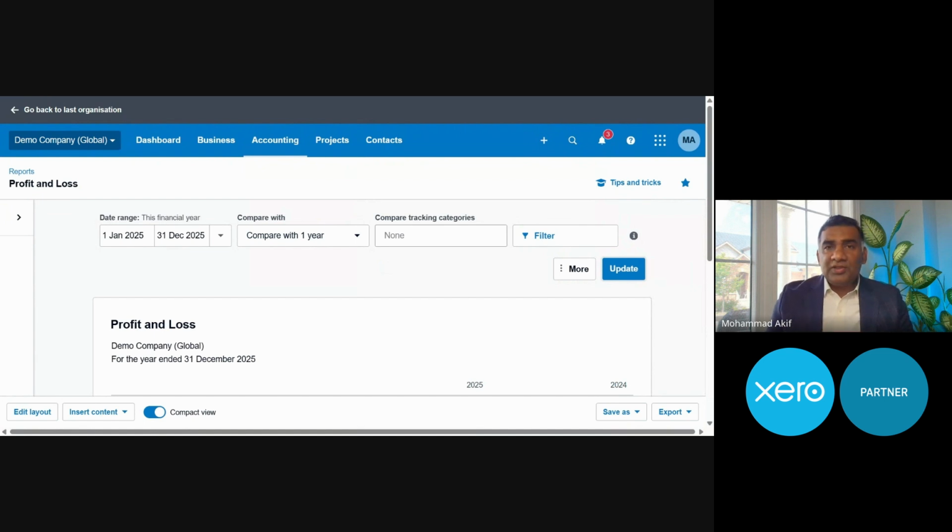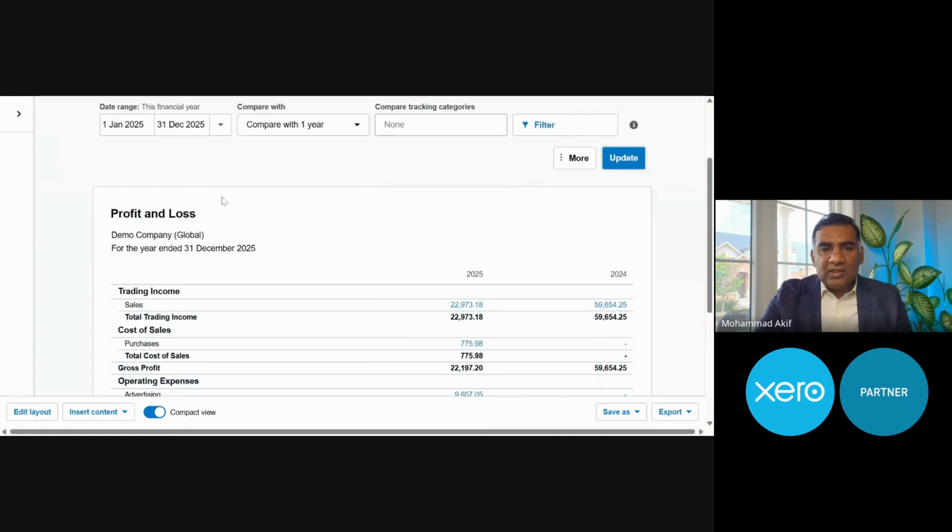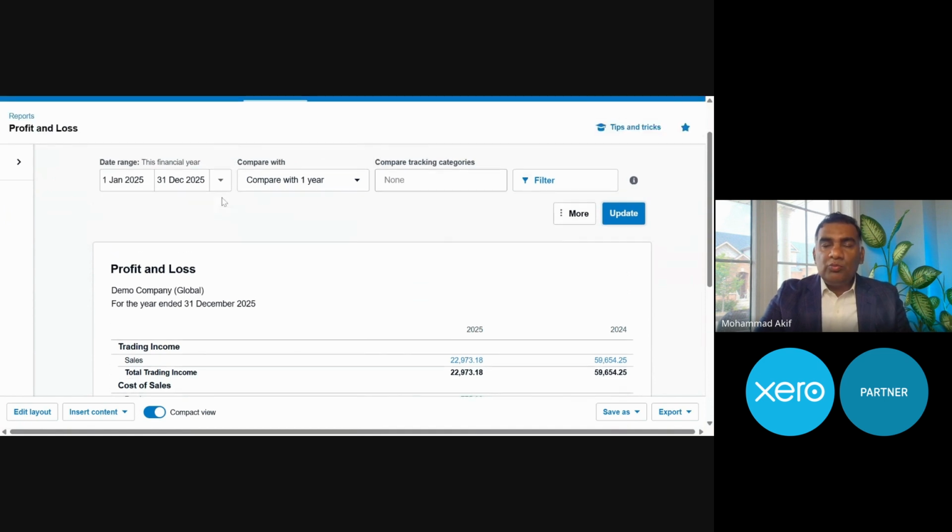The first thing is that whenever we get into a Xero account, what do we look at? We go into reports. That's the first thing we do. So I have one company open that has a report going on. We can see a profit and loss statement, right? We'll go through profit and loss, and then we'll jump into balance sheet, and then I have more things to look at, and we'll be looking at those too.